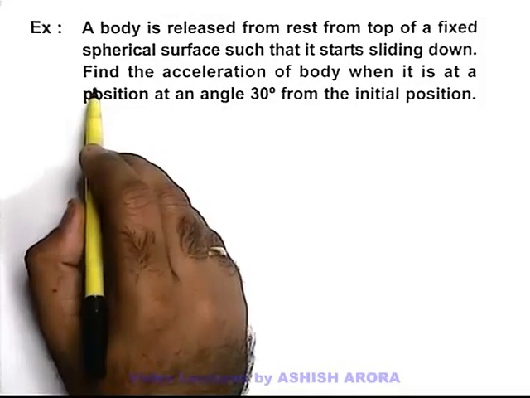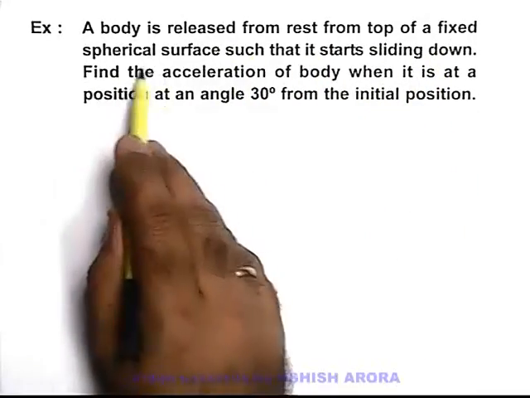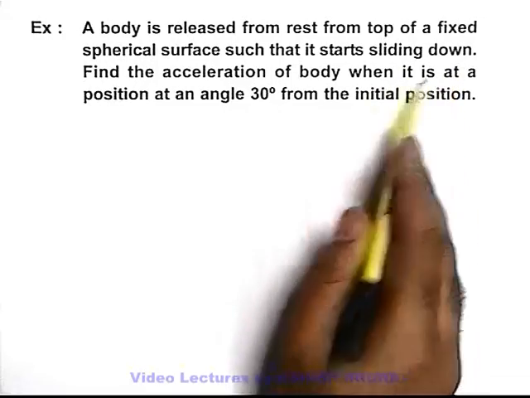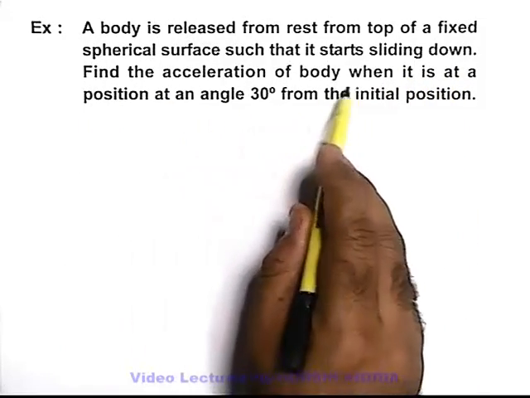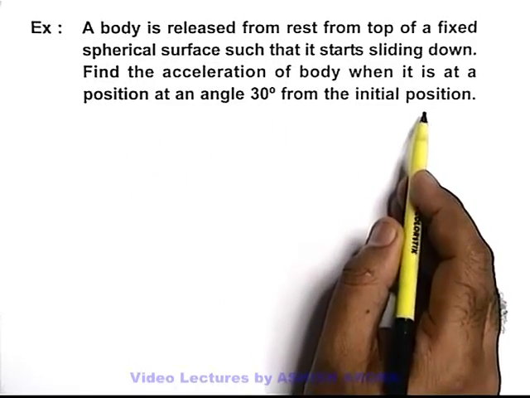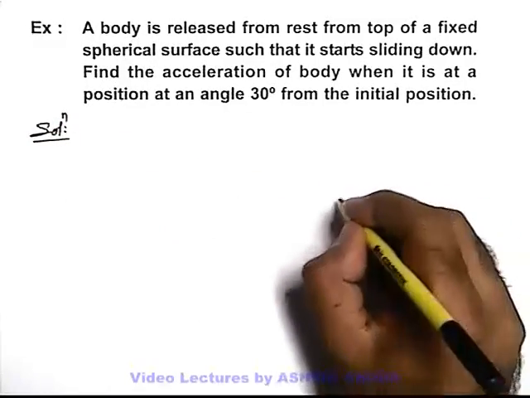In this example, we are given that a body is released from rest from the top of a fixed spherical surface such that it starts sliding down. We are required to find the acceleration of the body when it is at a position at an angle 30 degrees from the initial position. Let us first draw the physical situation.